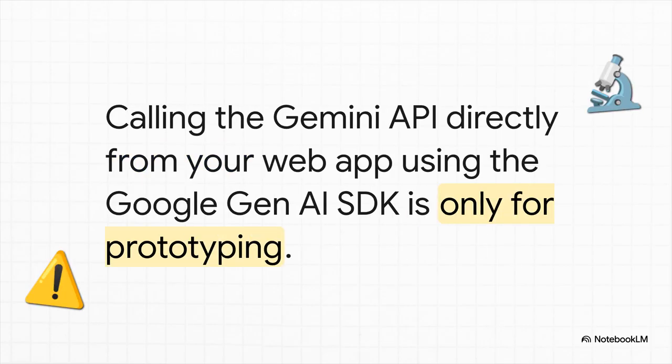Now, before we go any further, this is a super important point. The code that AI Studio gives you is designed to run right in a user's web browser. That's amazing for prototyping and showing people your idea, but it is not secure for a real-world application because calling the API from the browser means you're exposing sensitive stuff, which we need to talk about right now.